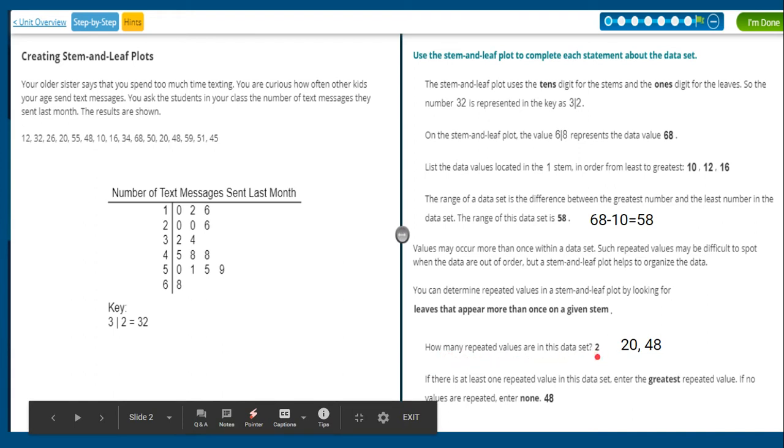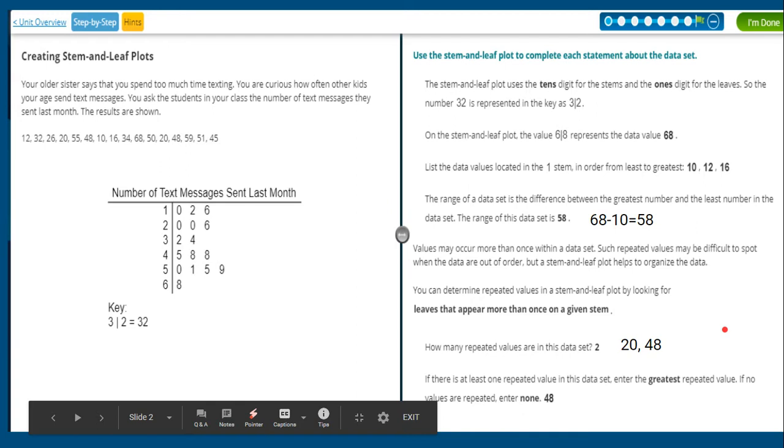Your answer should have been 2 because you have 20 repeating 2 times and 48 repeating 2 times, or twice. If there is at least one repeated value in this data set, enter the greatest repeated value. If no values are repeated, enter none.